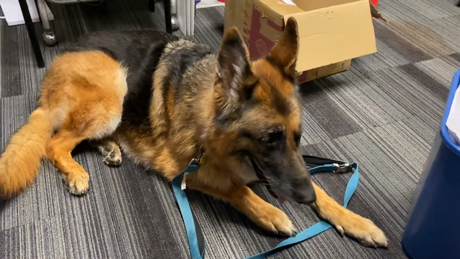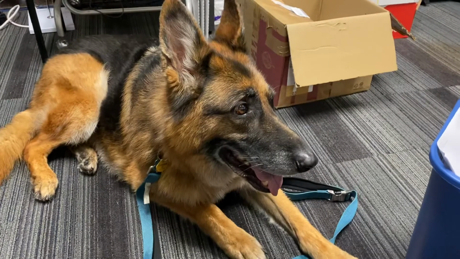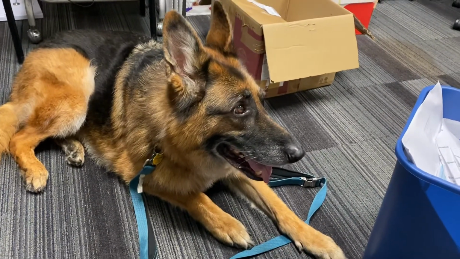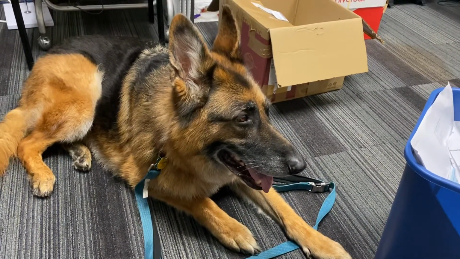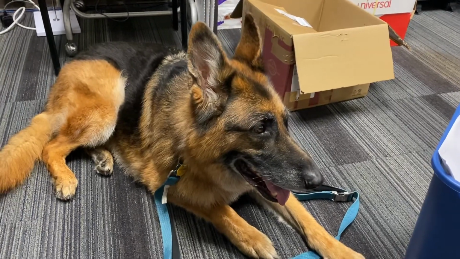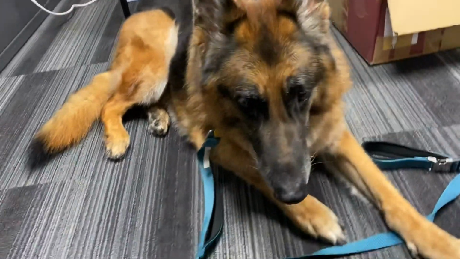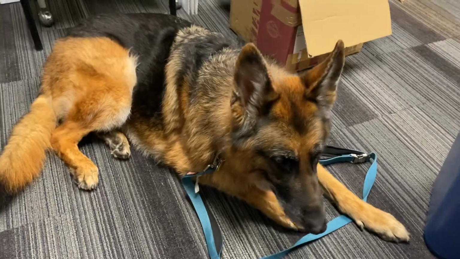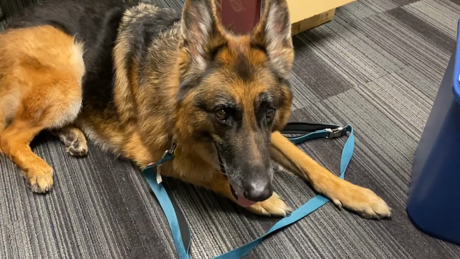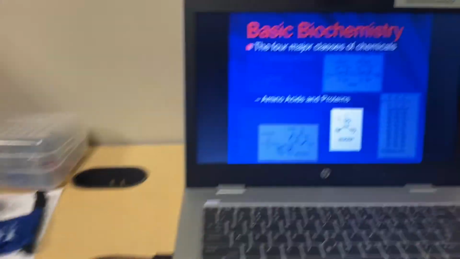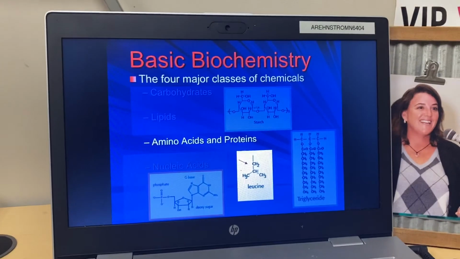I wanted to introduce you to Max, who's my little, I guess, emotional support animal in the office today. I'm actually dog sitting for a friend of mine. So, very handsome, getting older, German Shepherd, right? Good boy. Okay, so let's get back to what we were talking about.